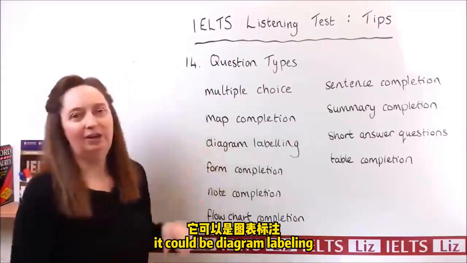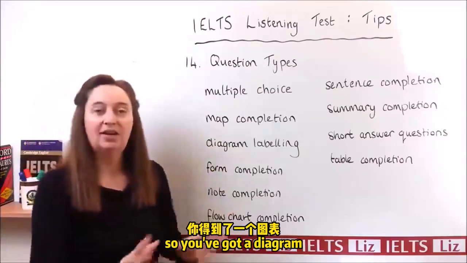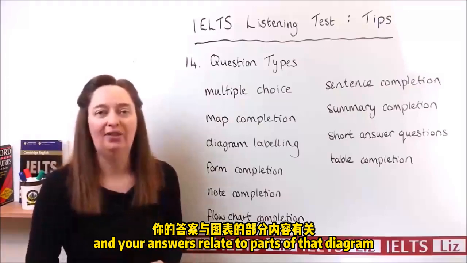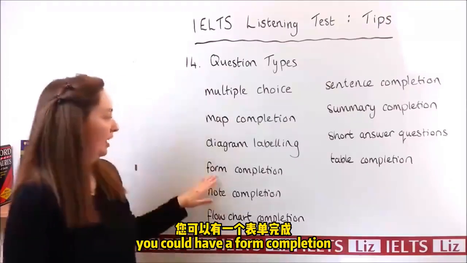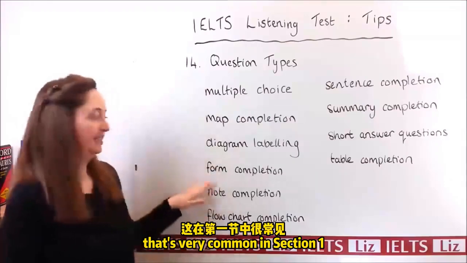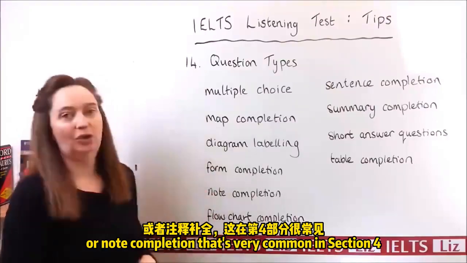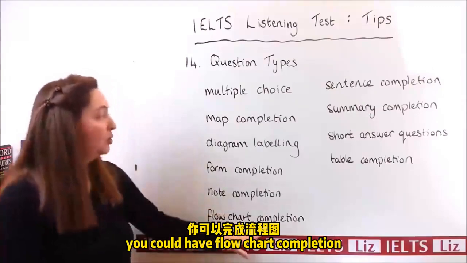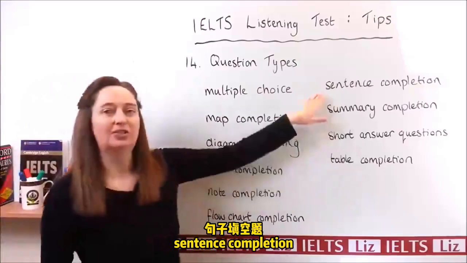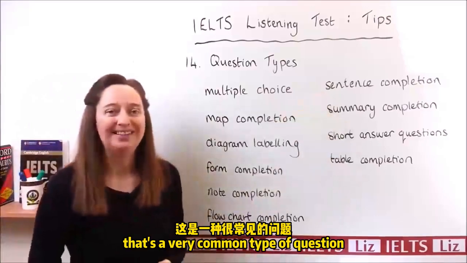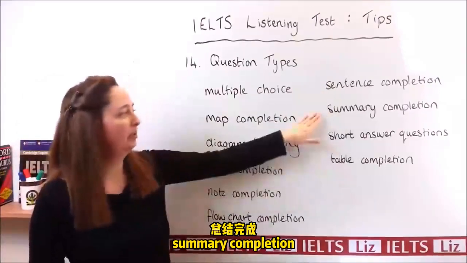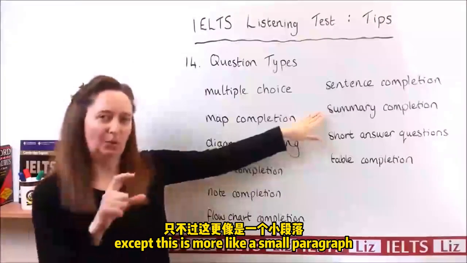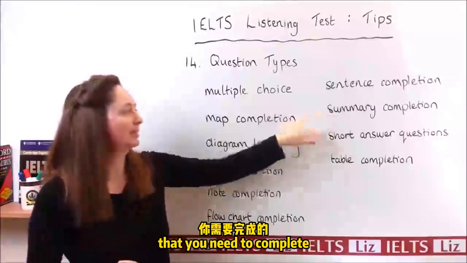It could be diagram labeling. So you've got a diagram and your answers relate to parts of that diagram. You could have a form completion. That's very common in section 1. Or note completion. That's very common in section 4. You could have flowchart completion. Sentence completion, that's a very common type of question. Summary completion, that's a little bit similar, except this is more like a small paragraph that you need to complete.